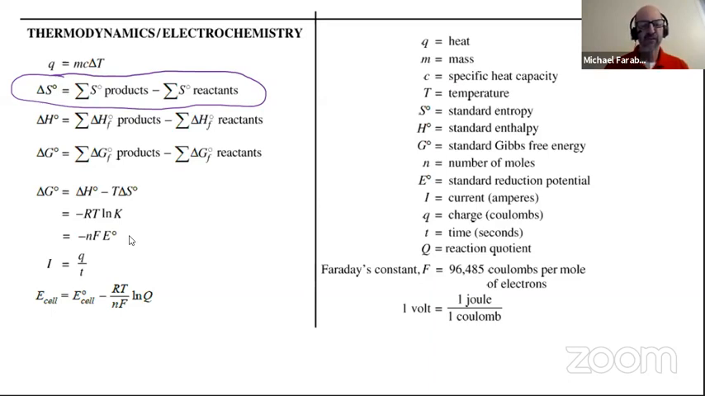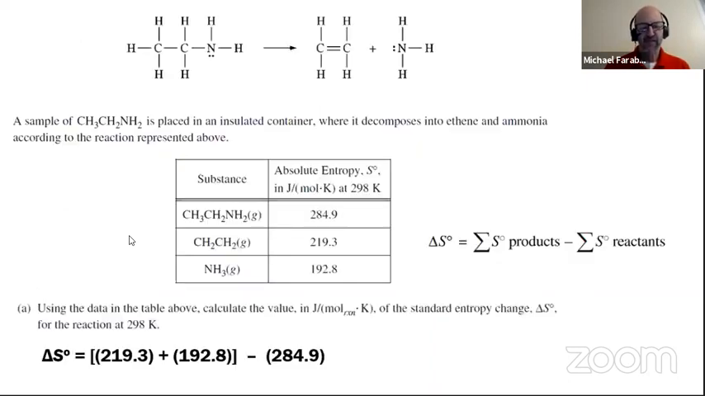It's very similar to what you might do for delta H in terms of enthalpy of formation. We're going to do products minus reactants. And when I plug in the numbers for products minus reactants, I get positive 127.2, and the units are joules per mole Kelvin, or joules per mole of reaction Kelvin.